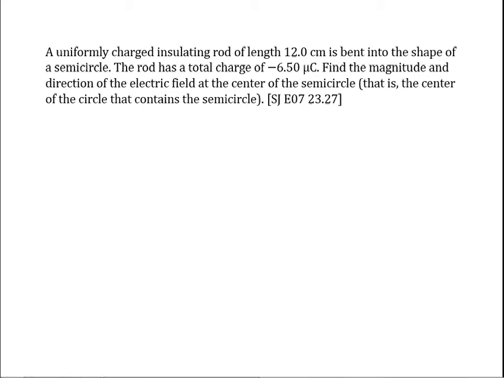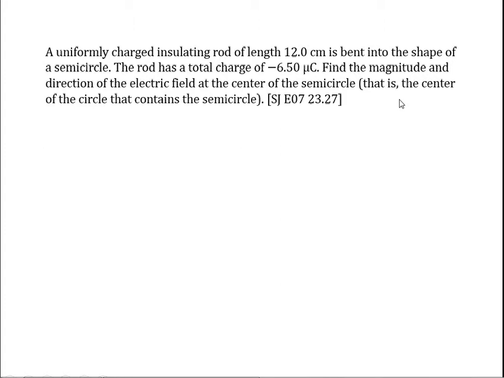Here we have an example of the electric field from a continuous charge distribution. We have an insulating rod uniformly charged with length 12 centimeters that's been bent around into the shape of a semicircle. The total charge on the rod is negative 6.5 microcoulombs. It wants us to find the magnitude and direction of the electric field at the center of the semicircle, or that is the center of the circle that the semicircle itself is part of.